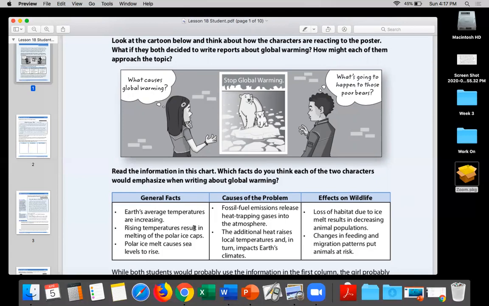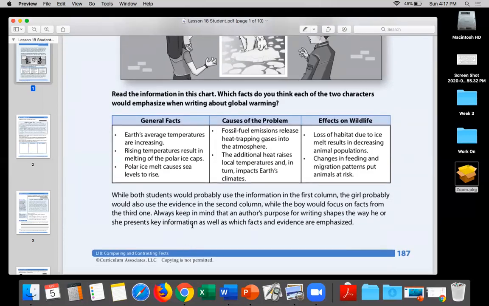Earth's average temperatures are increasing. That may be what she's thinking about causes global warming, but that might make him start thinking about the ice in the Arctic, which is what it's talking about right here. The polar ice caps, polar ice melt causes sea levels to rise, and all that.